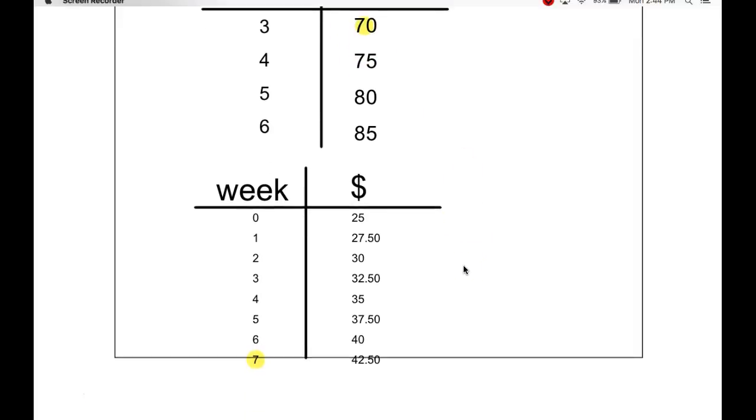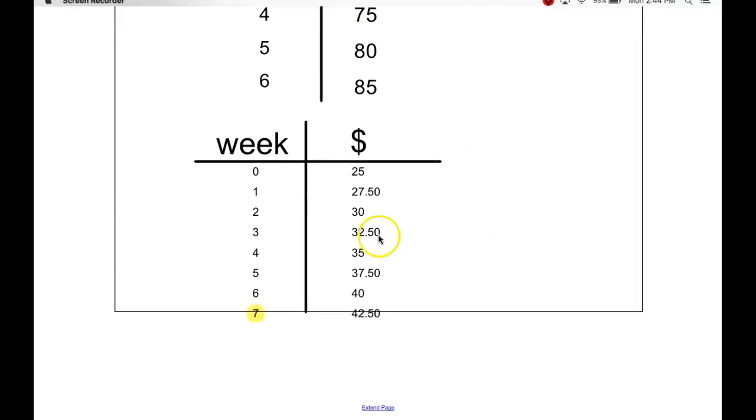For example number 2, we would be working forward. So if you start with $25 and save $2.50 a week, week 1 you'd have $27.50, and that pattern would continue to increase by $2.50 until you get to week 7. So we're looking at week 7, or the 7th week, for number 2.